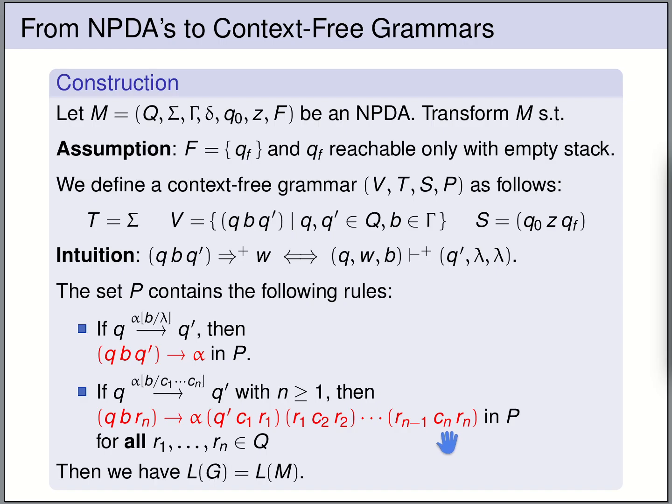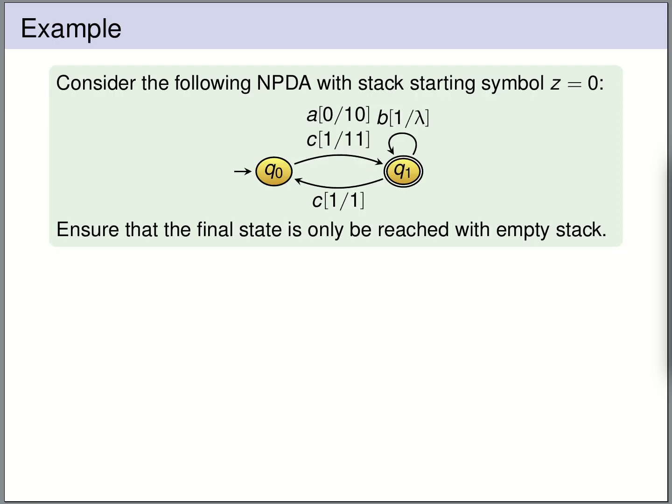Now, it can be shown that the language generated by this grammar is precisely the language that is accepted by the automaton. I think this will become easier to understand if we look at an example. So let's transform this pushdown automaton into a context-free grammar.